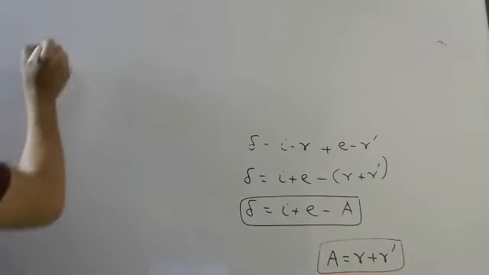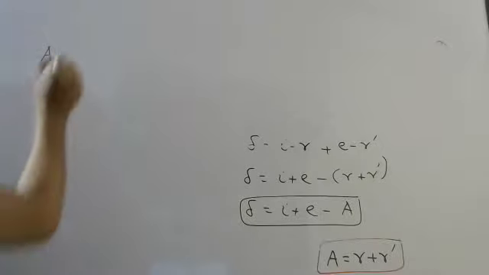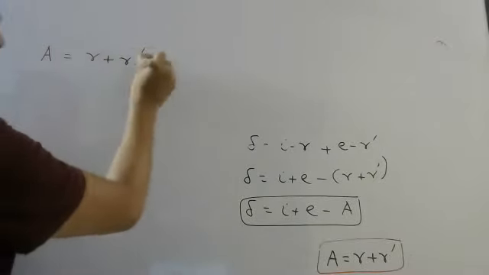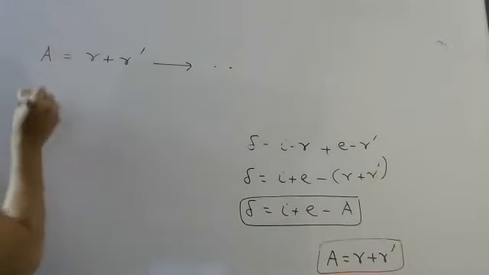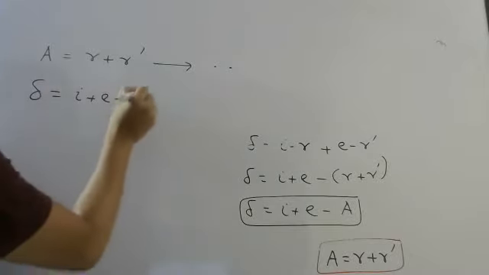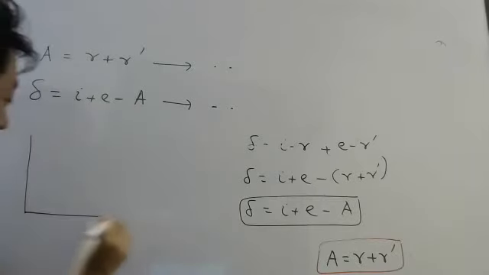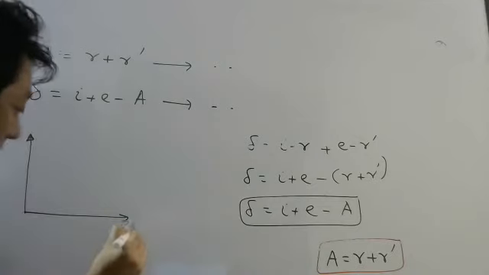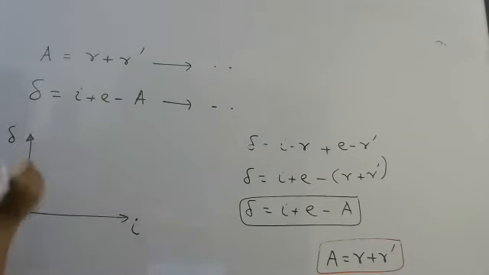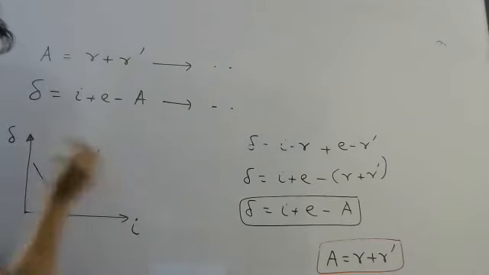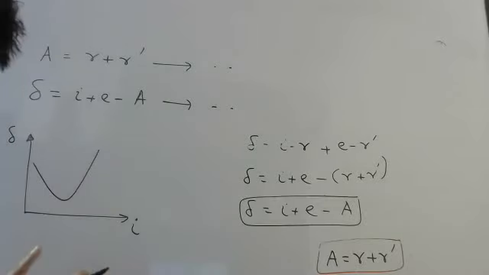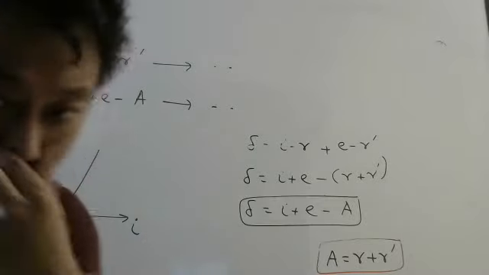So what are the two important formulas we derived? A is equal to R plus R dash, whatever equation it is. And deviation is I plus E minus A, whatever equation. Now you have to remember that deviation depends on the angle of incidence. As you change the angle of incidence, the deviation first decreases and then increases. Why it happens, experimentally we can check, and we have done also.